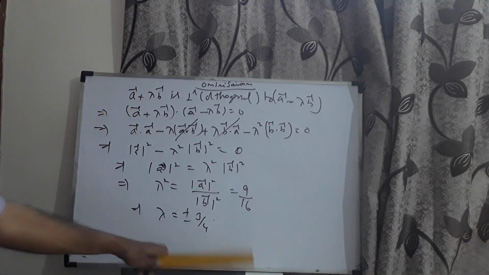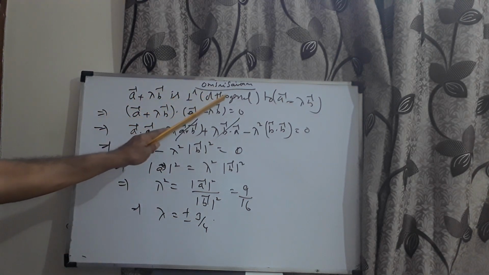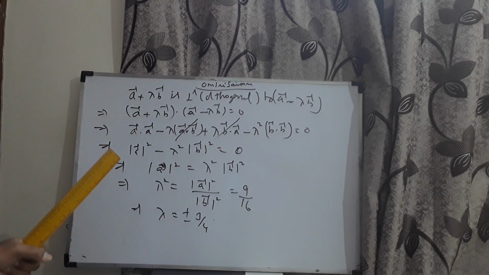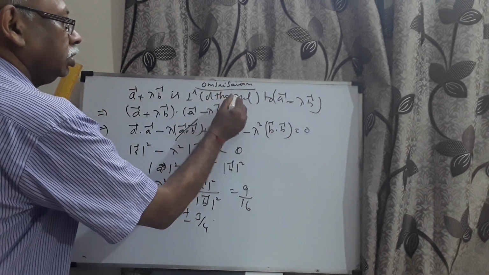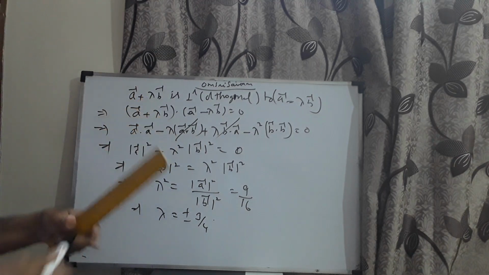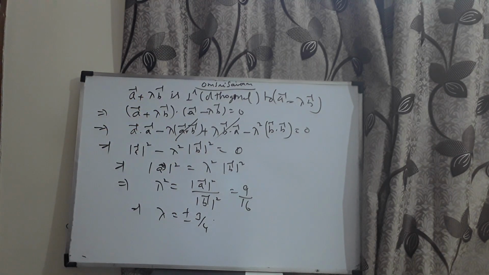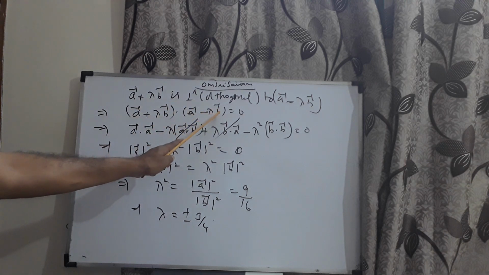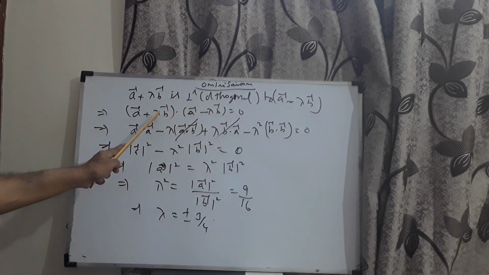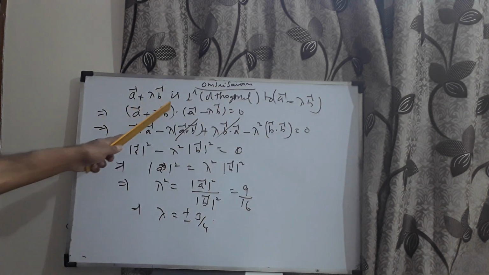Let me just repeat. A vector plus lambda times B vector is perpendicular or orthogonal. If the question uses orthogonal, this letter is O, remember carefully. Orthogonal to A vector minus lambda times B vector, then A plus lambda B dot A minus lambda B is 0. Let me apply distributive property. A dot A minus lambda times A dot B plus lambda times B dot A minus lambda square B dot B is equal to 0. But A dot B is the same as B dot A, therefore plus minus will get cancelled.